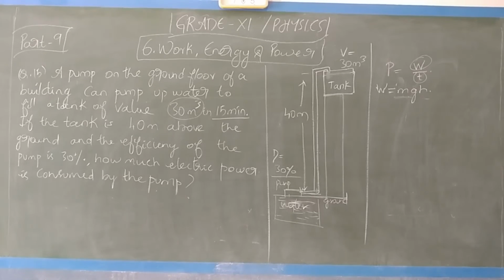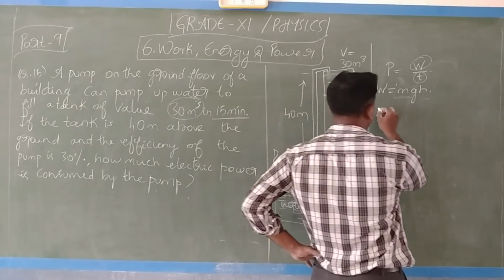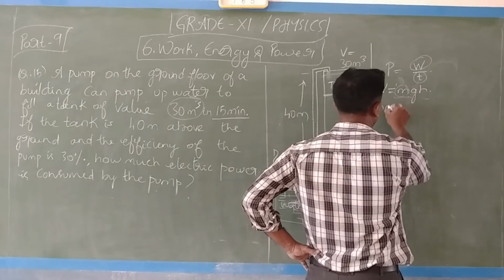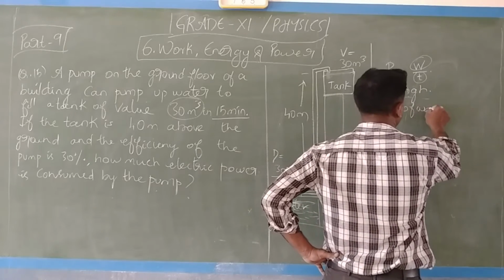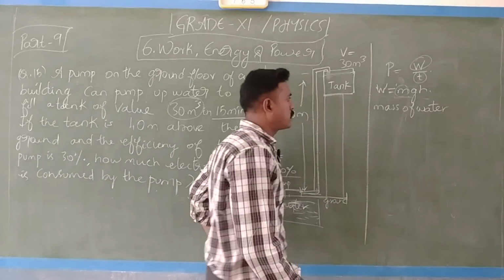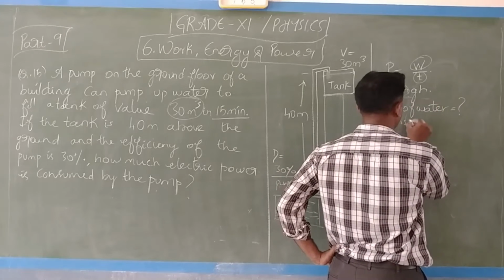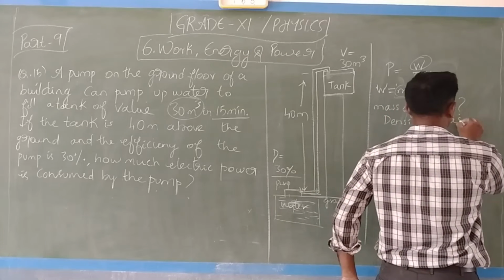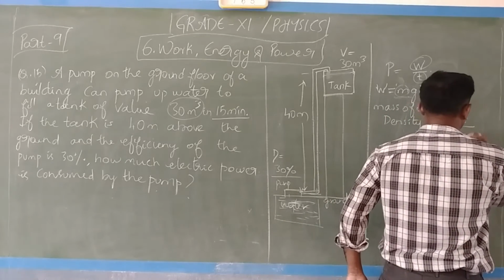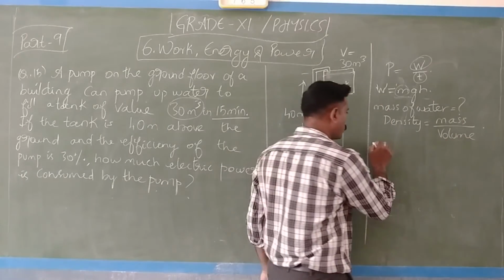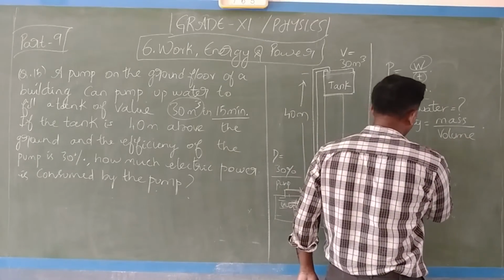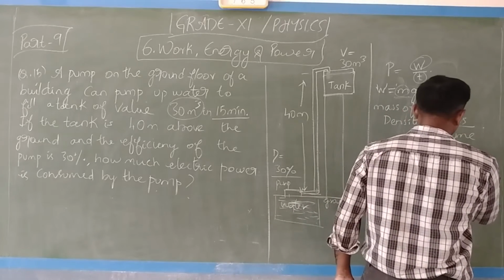Please copy students. Then now I will find this. I don't know the mass of the water. Mass of the water is how? So density equal to mass by volume. And now what is the mass? Mass equal to density into volume.